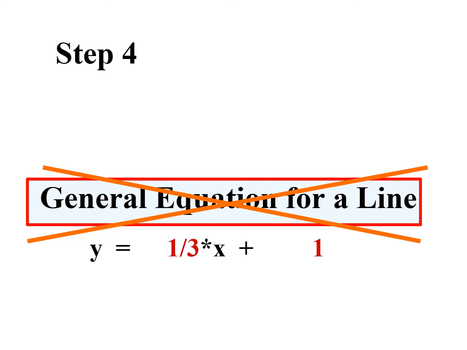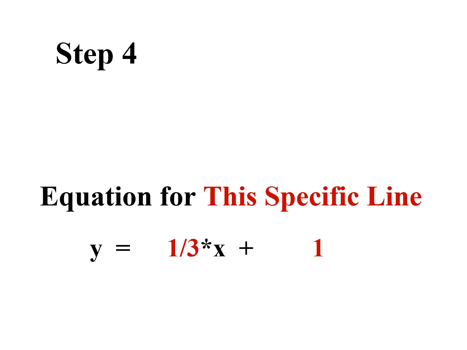Now this is no longer the general equation for a line. Instead, it's the specific equation for our line. So again, this is the formula for our specific line. It fits the form of the general equation of a line. Y is equal to slope times x plus the intercept. But now we've inserted more specific information. We know the slope is 1/3 and the intercept is 1.